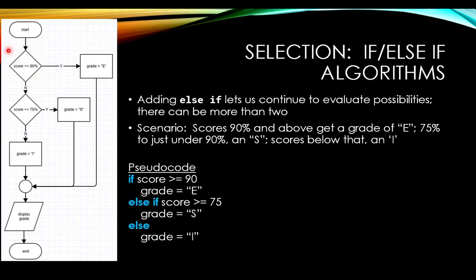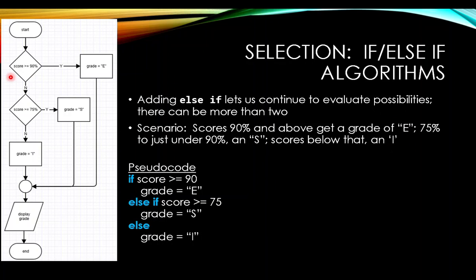So that's the analogy. A business analogy, or a more real-world analogy: if you get a score of 90 and above, you get a grade of E, E for exceptional. If you get 75, but you haven't quite gotten to the 90, then that's a satisfactory score with an S. And if you get anything else, then I, insufficient, right? So this is satisfactory. This is insufficient. E is excellent, exceptional, something else, right?